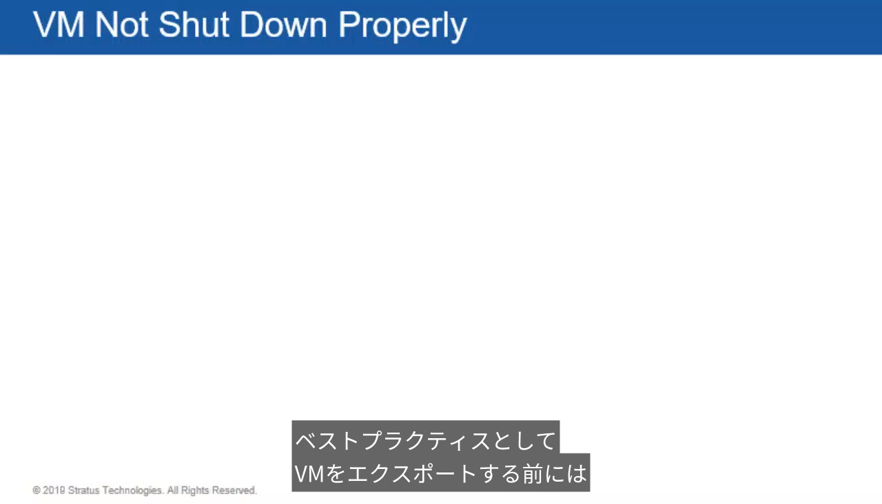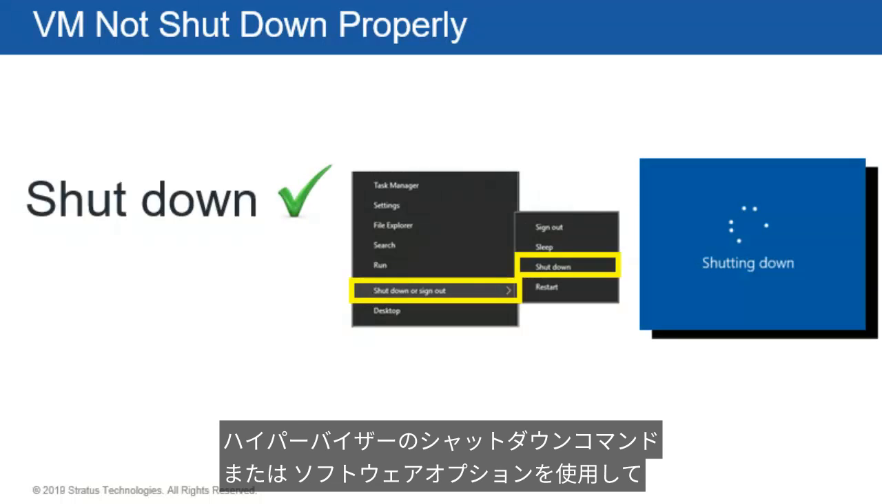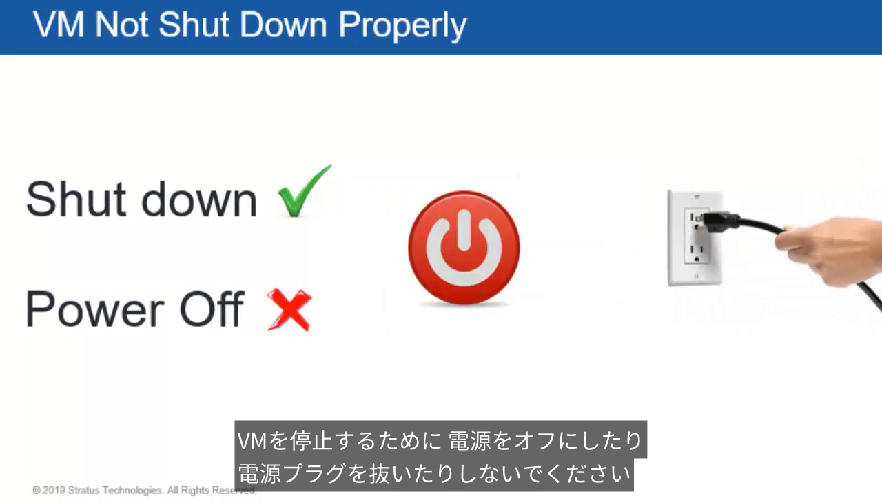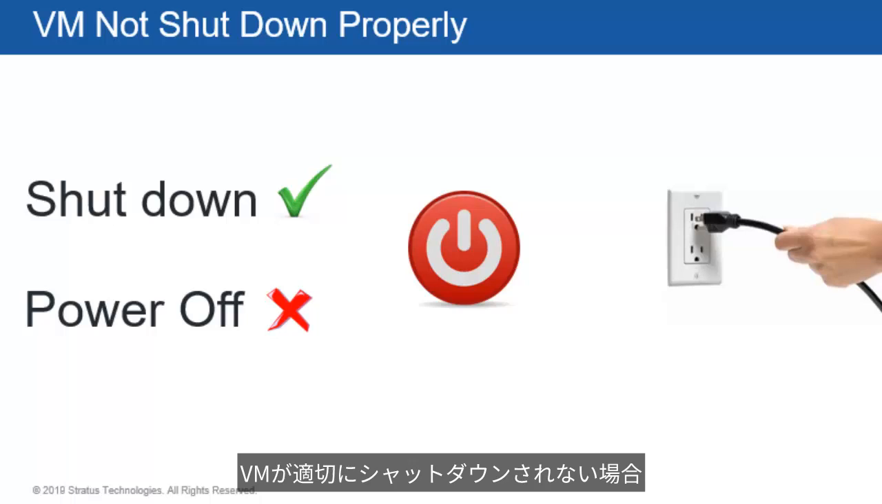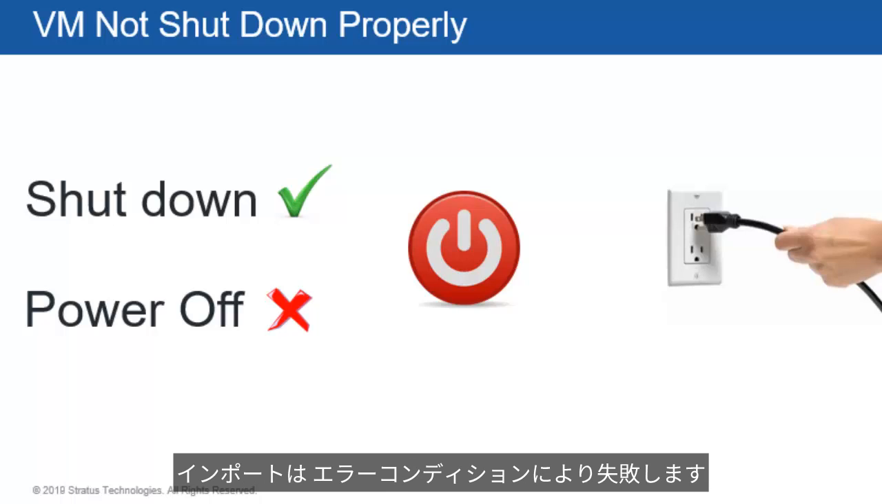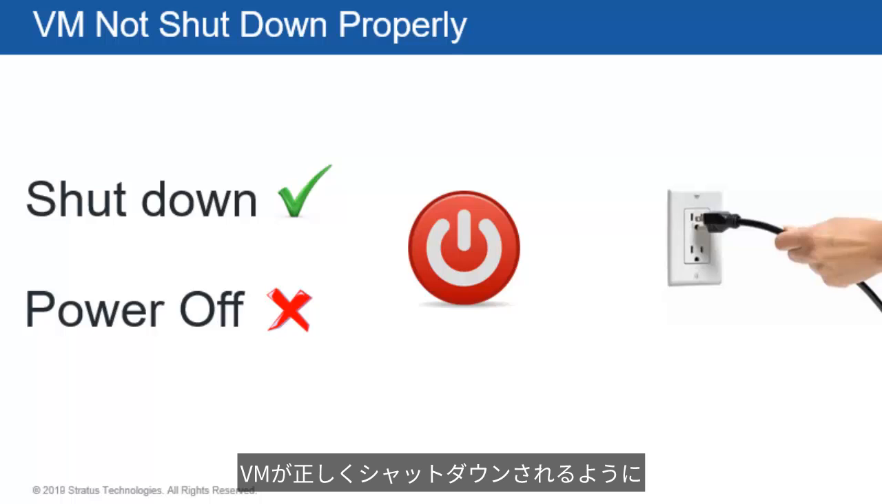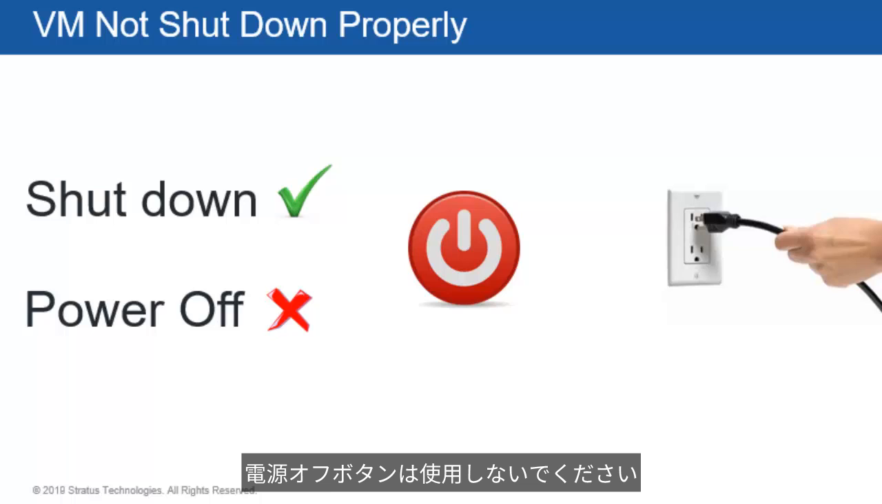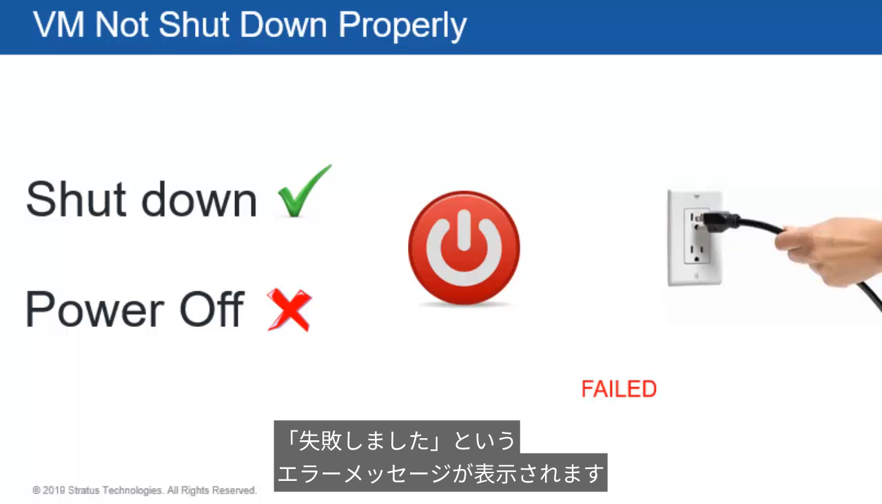As a best practice, you should properly shut down the VM via the hypervisor shutdown command or software option prior to exporting the VM. Do not power off or unplug power to the VM to bring it down. If the VM is not shut down properly, the import may fail to load with a failed error condition. To ensure the VM is shut down correctly, always shut down the VM from within the operating system. Do not use any power off buttons. If you do power off or unplug the power, you'll simply receive an error message stating failed when attempting to import the VM.